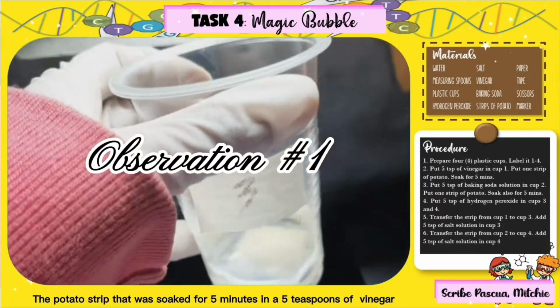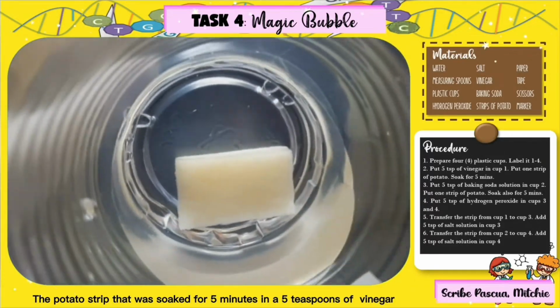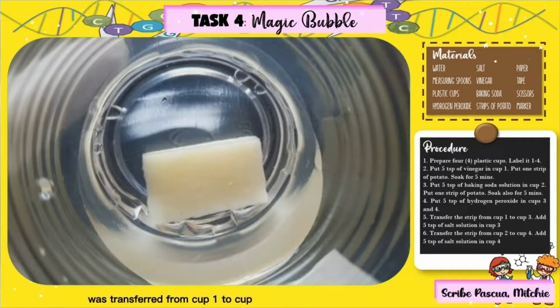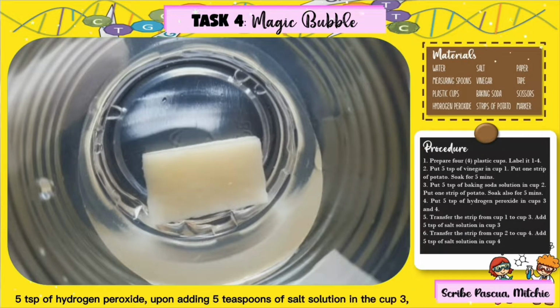The potato strip that was soaked for 5 minutes in 5 teaspoons of vinegar was transferred from cup 1 to cup 3, which contains 5 teaspoons of hydrogen peroxide. Upon adding 5 teaspoons of salt solution in cup 3, a tiny amount, just 1 or 2 bubbles, was seen in the solution.